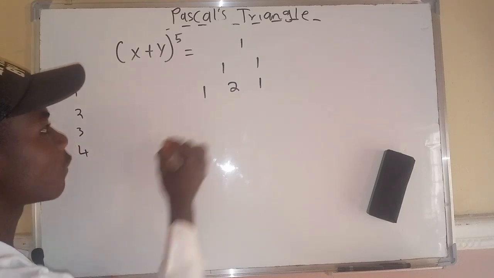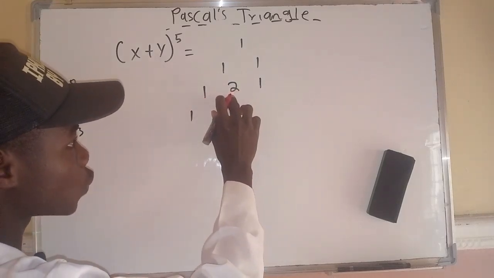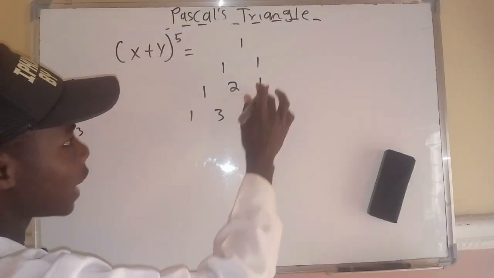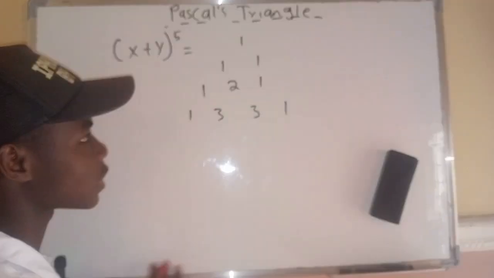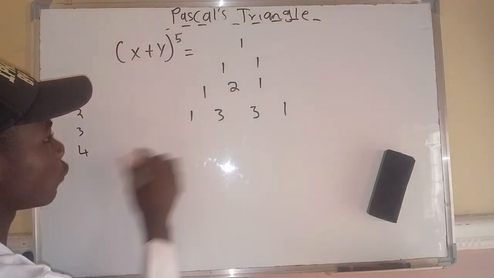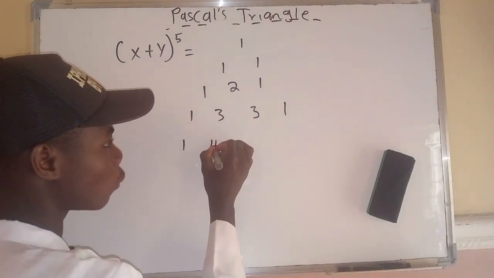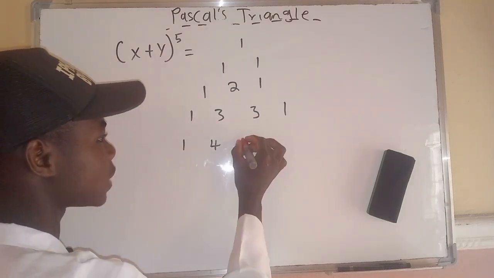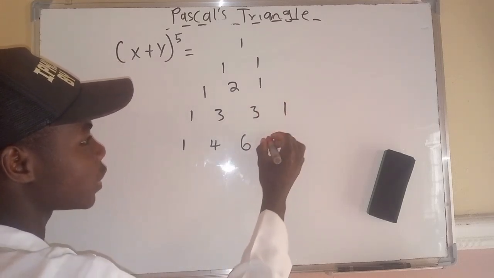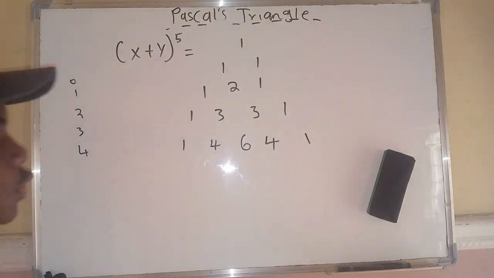Let me come for 3. My constant, which is 1. Then 1 plus 2, which is 3, and 2 plus 1, which is also 3. And 1 plus 0, which is also 1. Raised to the power of 0, 1, 2, and 3 remain 4. So my constant, which is 1. 1 plus 3 is 4, 3 plus 3 is 6, and 3 plus 1 is 4. And 1 plus 0 is 1.